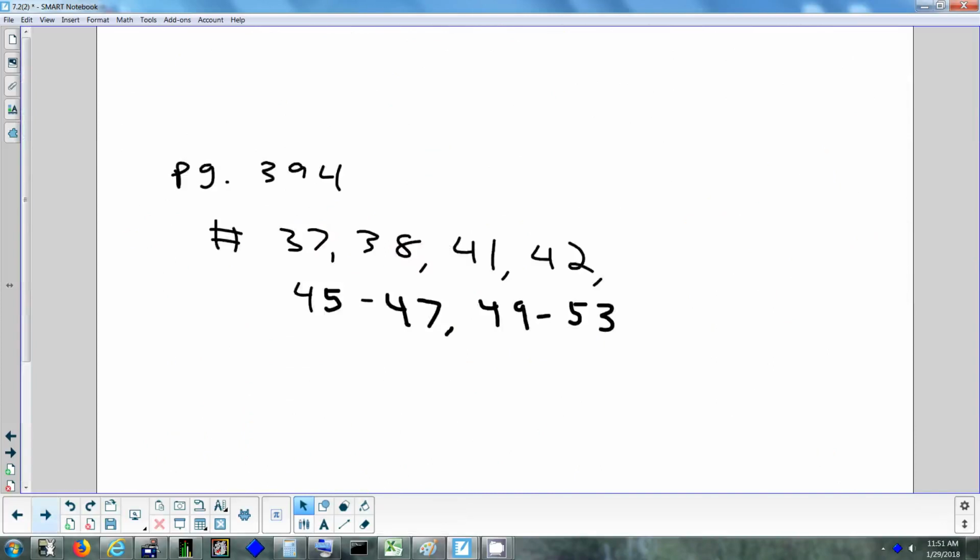Okay, that's a good place to stop today. So on page 394, not too many questions: 37, 38, 41, 42, 45 to 47, and 49 to 53. So we'll take a look at that first thing tomorrow. And then we'll do 7-3 and 7-4 on Tuesday and Wednesday. And remember, Thursday this week is going to be a review day.